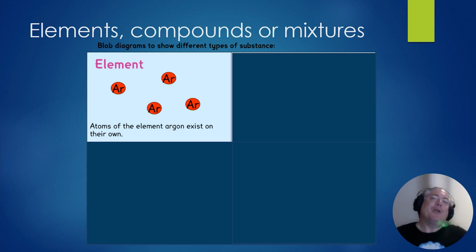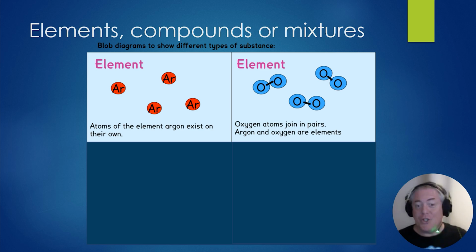So let's break it up a little bit. Some language is going to be helpful. We've touched on elements. Atoms of their element argon exist on their own, or oxygen. This is oxygen in the atmosphere, O2. So another pure element, just one atom in the material. A diamond is an element of carbon.